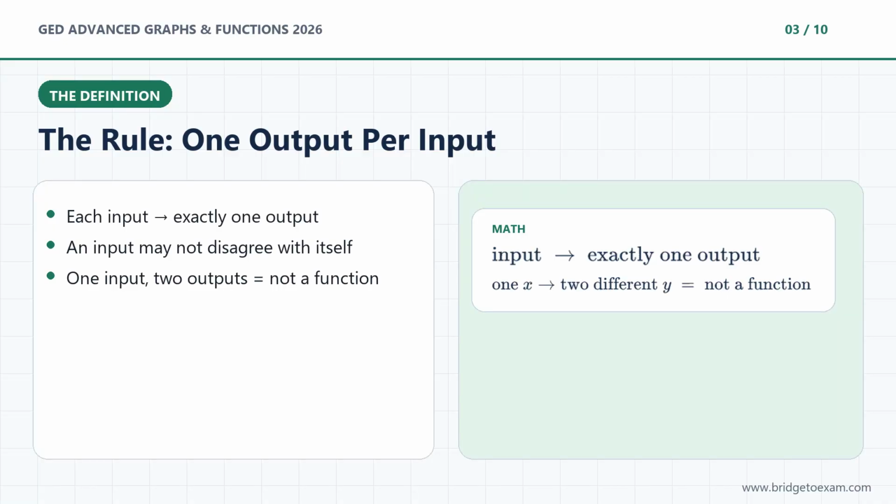Here is the definition, and it is the heart of everything. A relation is a function when each input has exactly one output. So look at the inputs. If every input appears only once or always points to the same output, it is a function. But if a single input points to two different outputs, it is not.